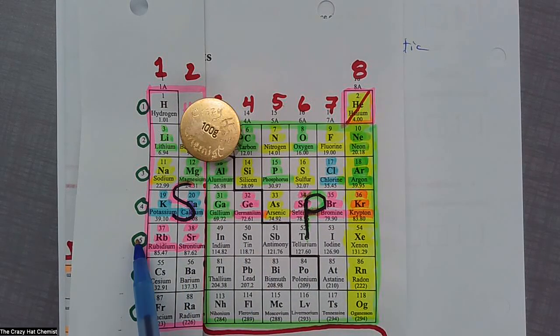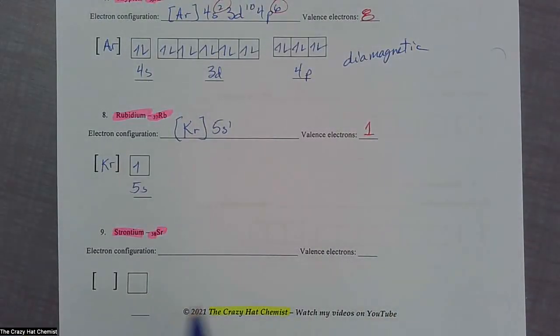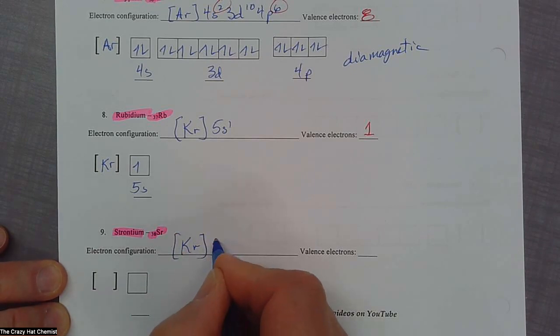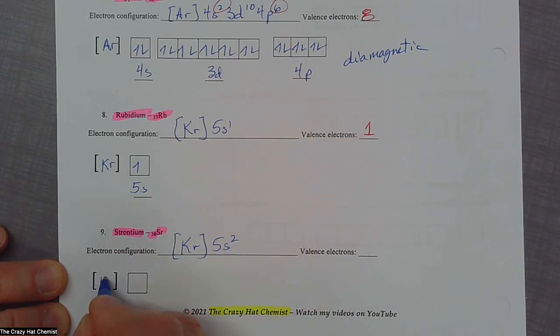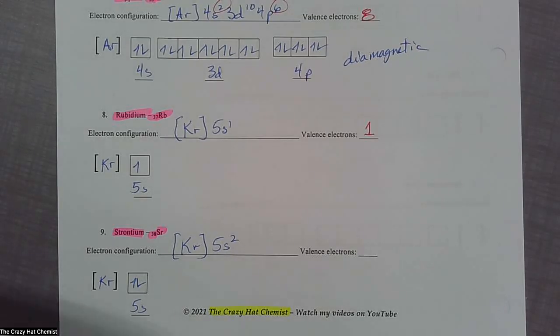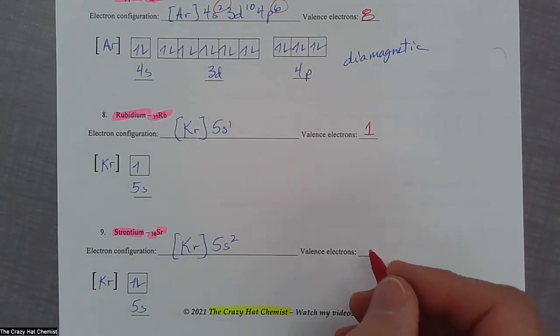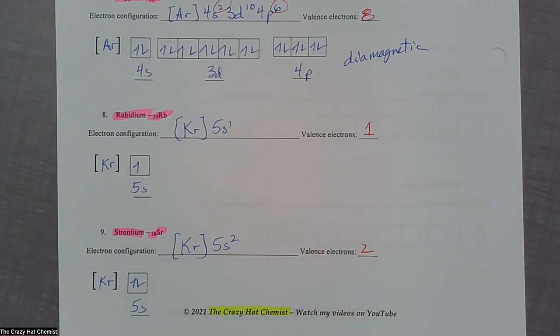That's krypton. Then it's 5s2. Boom. Let's write that down. So that's krypton, and then 5s2. And number of valence electrons for strontium, it's in group 2. So 2 valence electrons.